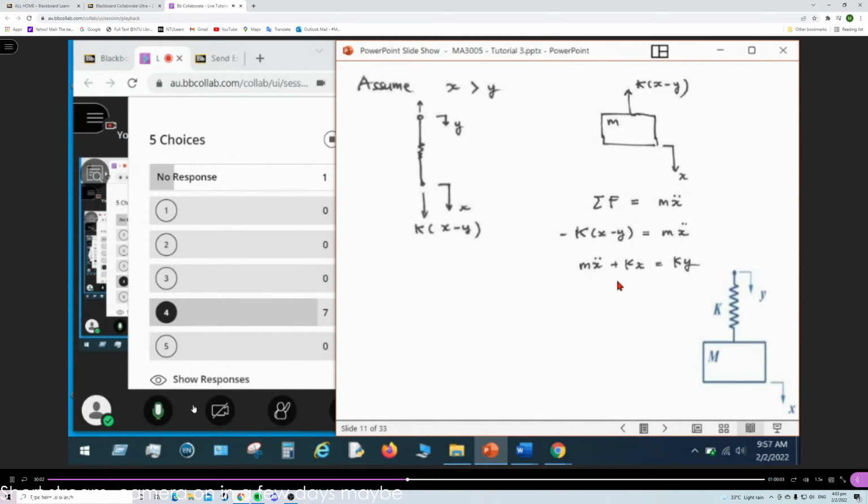Then you do some rearranging, and you can see, without C, the damping coefficient, this is the standard one. This is a force. Ky is a force, a spring force. This is also another one. But here, because x is the output, y is the input, the displacement input, so we put it this way.